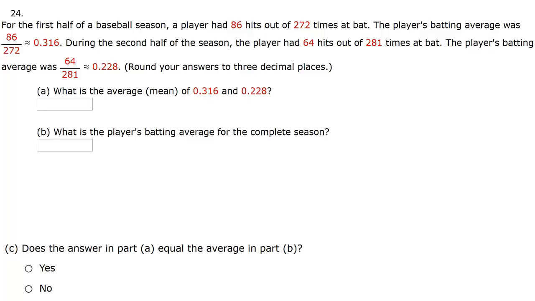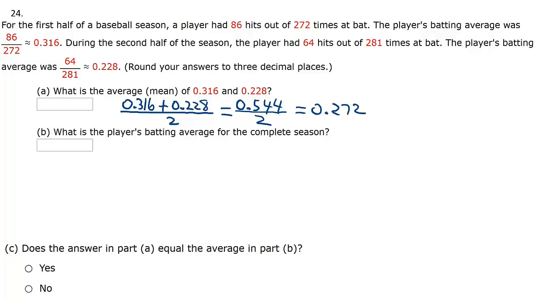What is the average mean of 0.316 and 0.228? That's just a straight mean. It says just to take the average of those two numbers. That just means you add them up and divide by 2. If you add up 0.316 and 0.228, you get 0.544. If you divide that by 2, you get 0.272. It does say to round your answers to 3 decimal places, and that's what we've got. So just the straight average is 0.272.